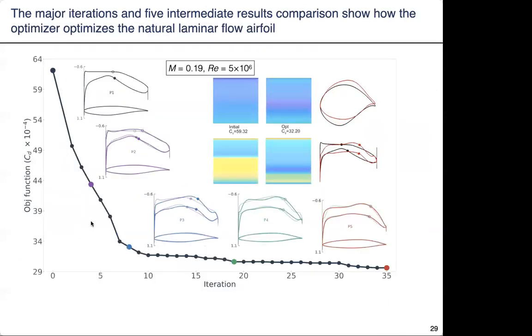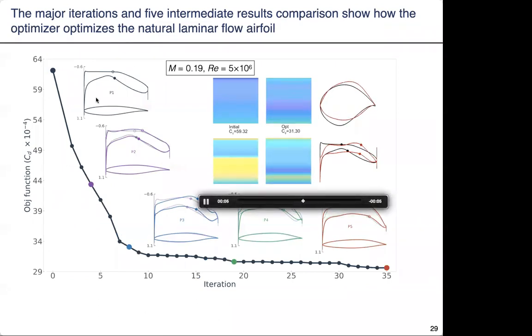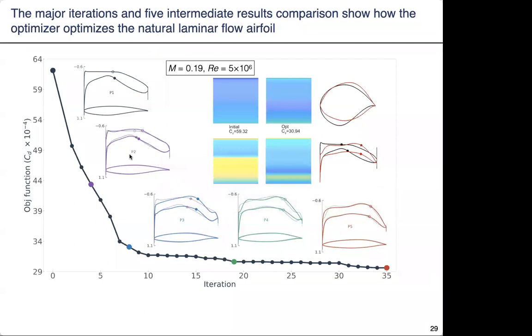Here I show the major iterations and the final intermediate results. For the point 2, we can see that the optimizer finds a short region that presents favorable pressure gradients, suppresses the TS instabilities and moves the transition location after. And here the optimizer continues to find a longer favorable pressure gradient and moves the transition after again.